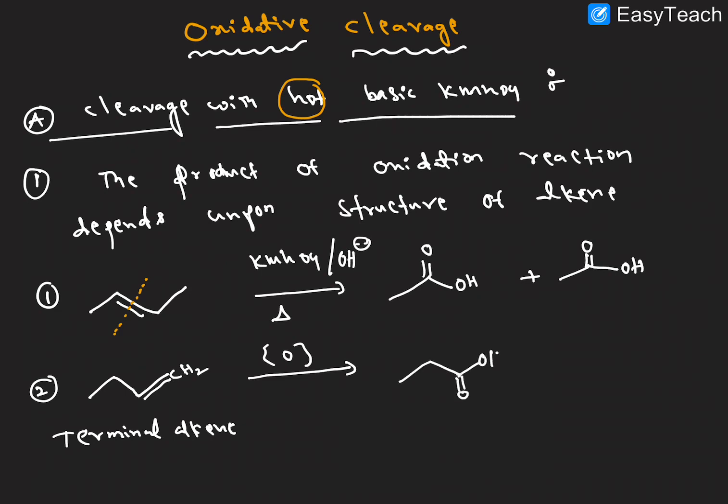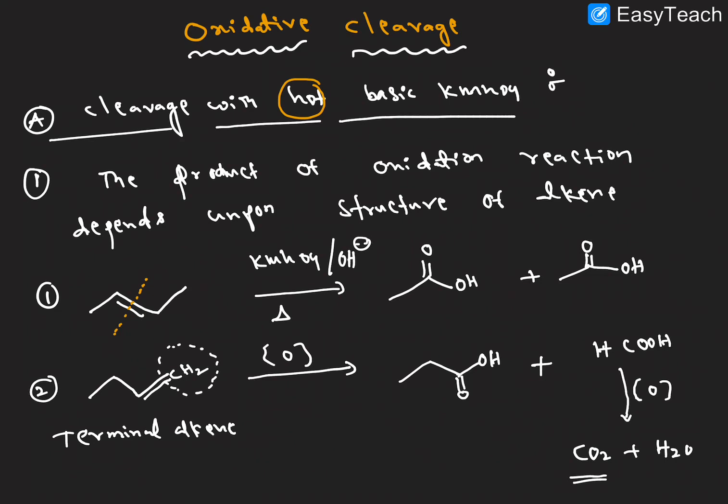This is C double bond OH. Then this terminal alkene is converted into formic acid, HCOOH. This is called formic acid. Again oxidation takes place here, the over-oxidation state. So that formic acid is converted into CO2 plus H2O. So whenever a terminal alkene is there, CO2 gas is liberated when the terminal alkene is treated with hot basic KMnO4. I think it is very clear.